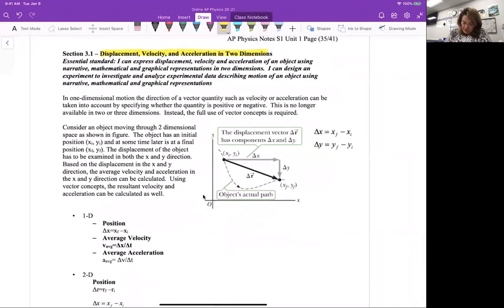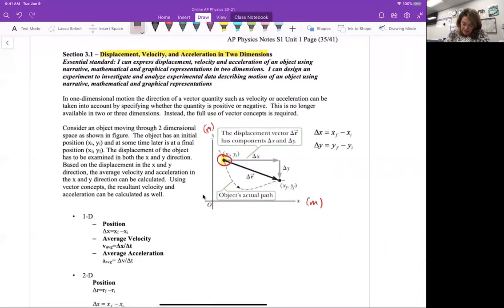I start off at some location in space, right? Here I am right here, and I have a location of x. Look at the axis. This is x, and this is y in meters, okay? So you can see that I have some location in space at x initial, y initial, and now I have moved to a final location in space, x final, y final.